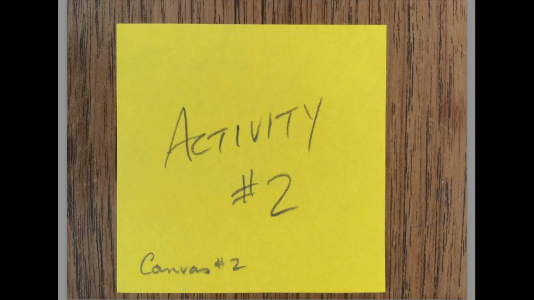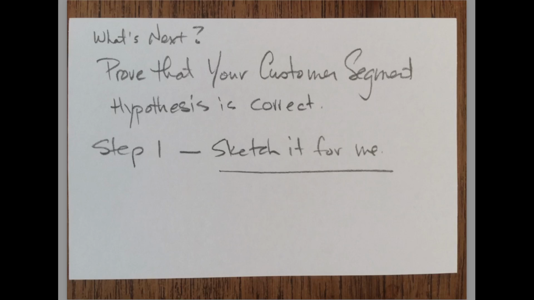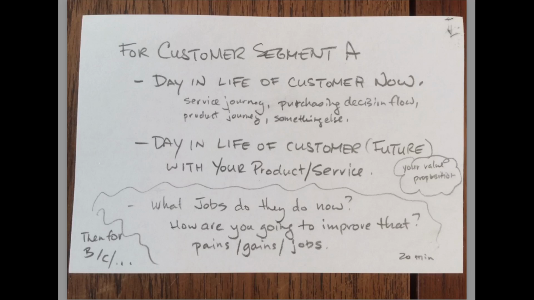So activity number two is, okay, you've got your customer segment, and you think it's correct, so sketch it for me. What does it look like? Who are the users in that customer segment? So for customer segment A, draw the day in the life of the customer now. And you can draw it as a service journey, purchasing decision flow, product journey, or something else. And then the day in the life of the customer in the future with your product or service. So what do you change, right?